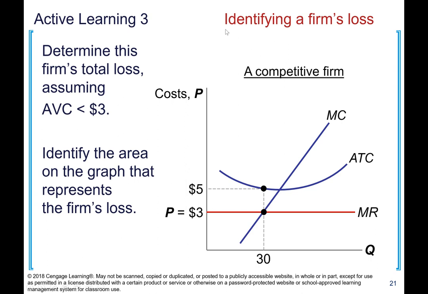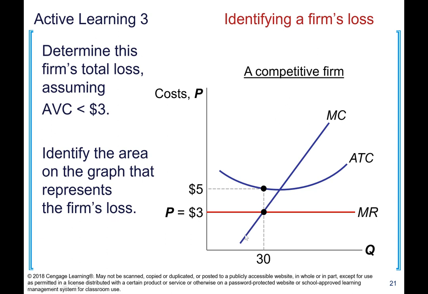Identify the loss. If you're not making a profit, you're making a loss. Can we identify that loss? Determine this farm's total loss, assuming average variable cost is less than $3. Identify the area on the graph that represents the farm's loss.